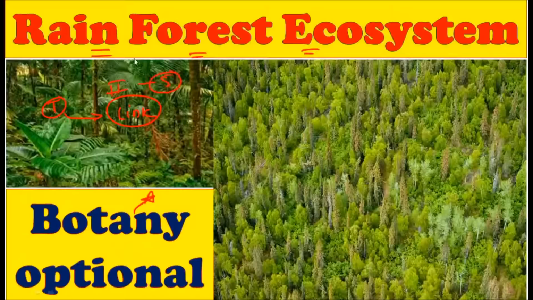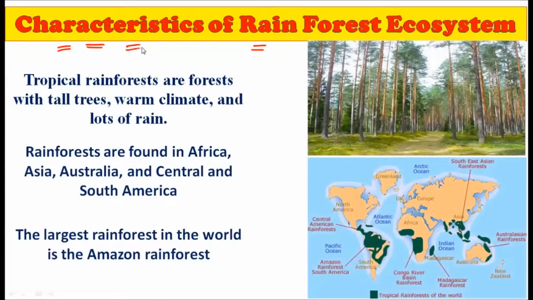Alright, so let's learn about the rainforest ecosystem. Now let us see the characteristics of the rainforest ecosystem. The very first point is that tropical rainforests are forests with tall trees, warm climate and lots of rain. That is, you often find tall, luxuriant trees in the tropical rainforest. They have very huge heights and reach nearly 50 meters.